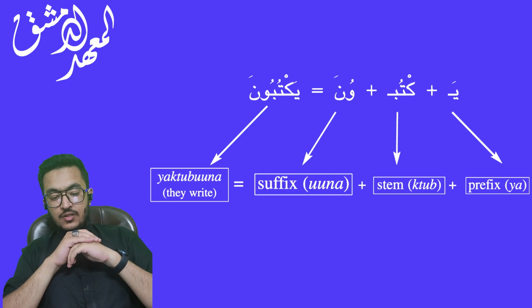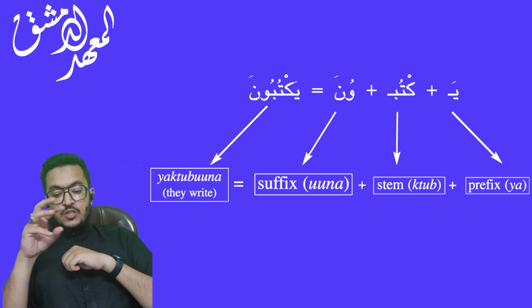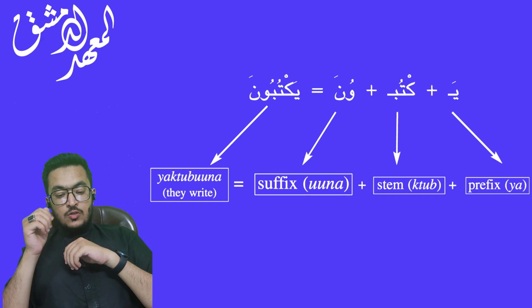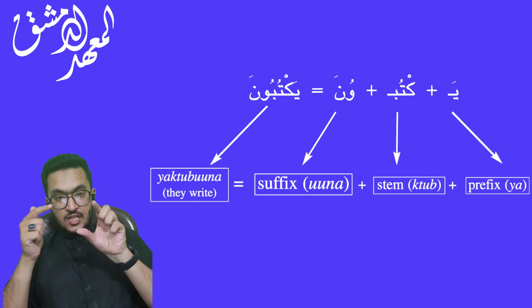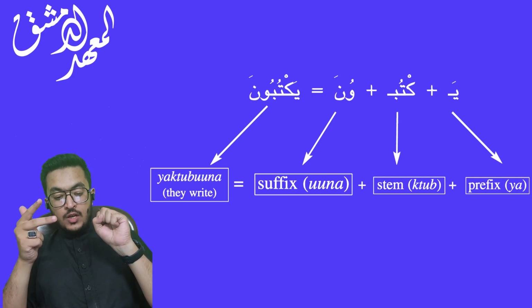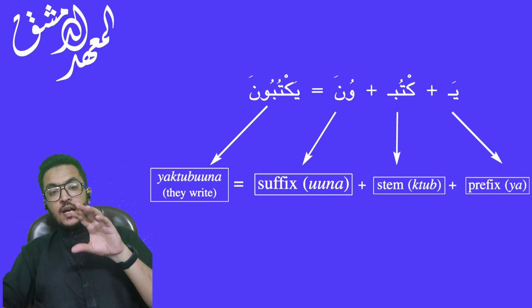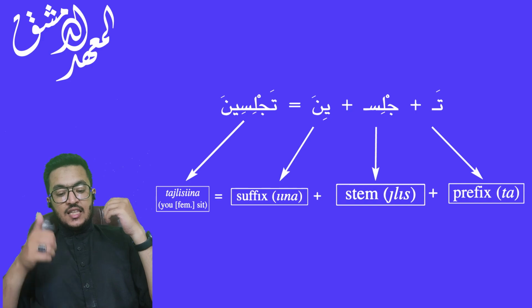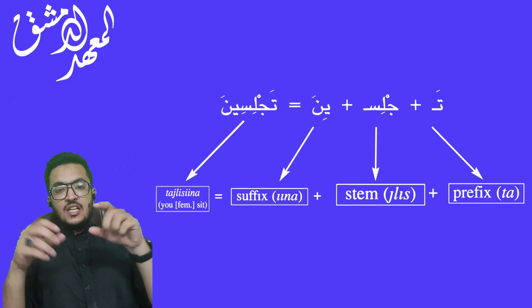The different letters added at the beginning and the end, the prefixes and suffixes, are arranged around the present stem like this. For example, yaktubuna: we have ya as the prefix, then kutub as the stem, then una as the suffix, and the word becomes yaktubuna. We can apply the same principle to this word. Tajlisina. Ta is the prefix, jilis is the stem, ina is the suffix, so it becomes tajlisina, you are sitting.